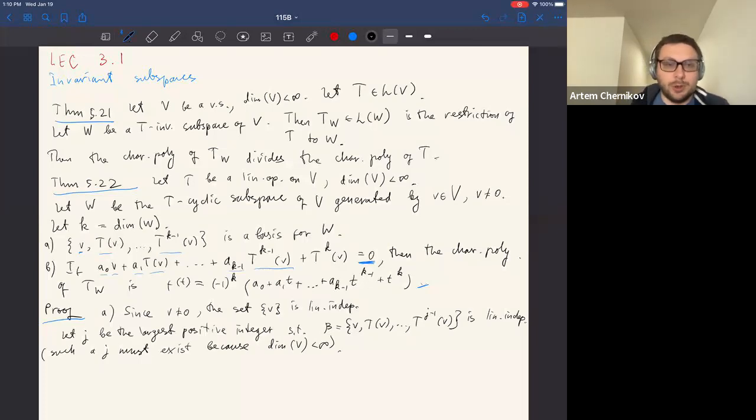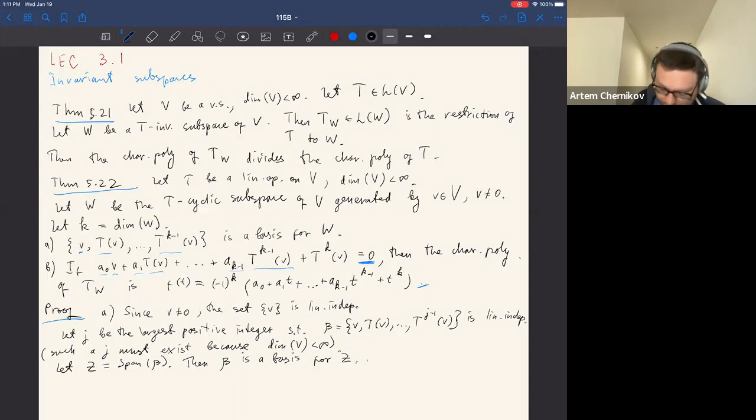Okay, so now let us take Z to be the span of beta corresponding to the largest J of this form. Then we have that beta is a basis for Z, obviously, because beta is a set of linearly independent vectors, and so it's automatically a basis for its own span. So beta is a basis for Z.